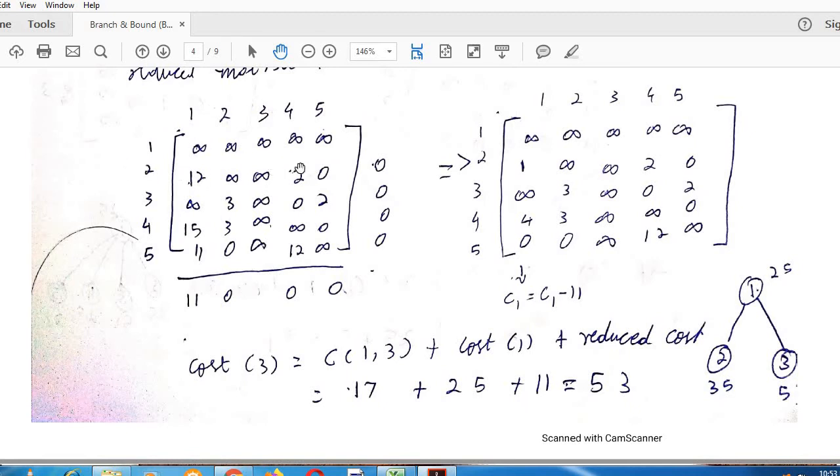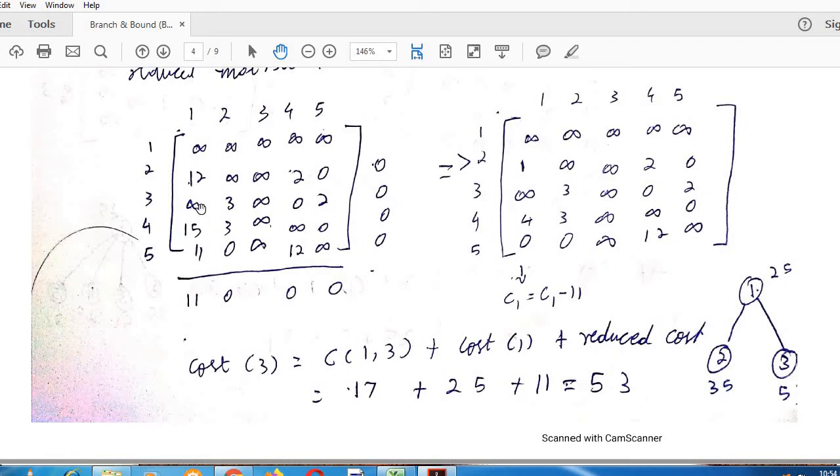Then I will find out the minimum value in each row. If all the values are infinity in a particular row or column, I have to ignore that. So I will ignore the first row and third column minimum value, since all are infinity, we can't have a minimum value. In second row the minimum value is 0, third row minimum value is 0, fourth row minimum value is 0. So we have done row minimization.